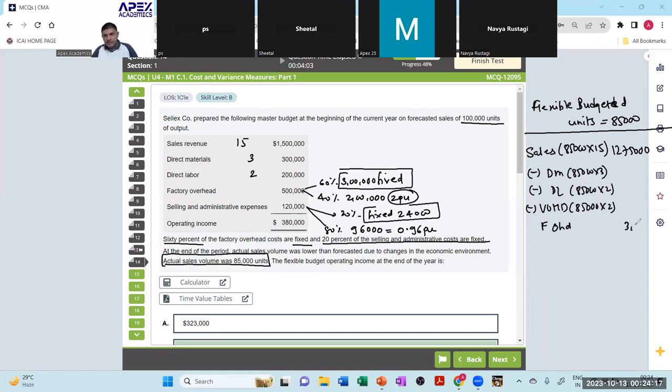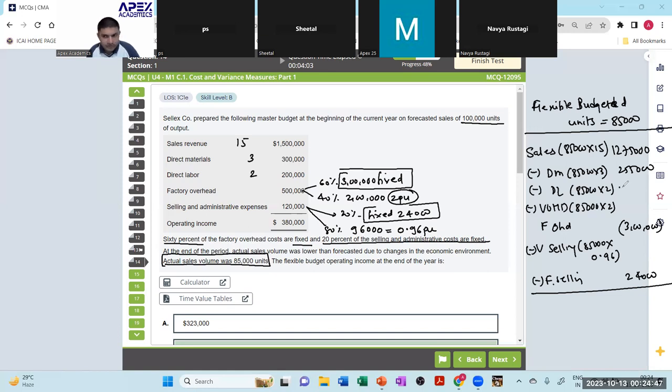I'll straight away write here 3 lakhs. Right? Variable selling: 85 multiplied by 0.96. Correct? Yes, sir. Fixed selling: I'll straight away write 24. Correct? This is how much? 2,55,000. 1,70,000. 1,70,000. 81,600. 24. What are you left with? Yes.